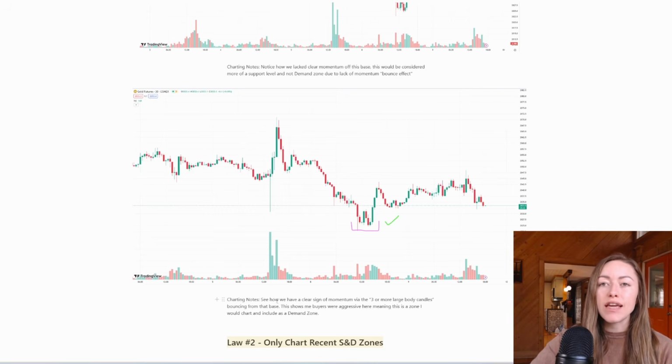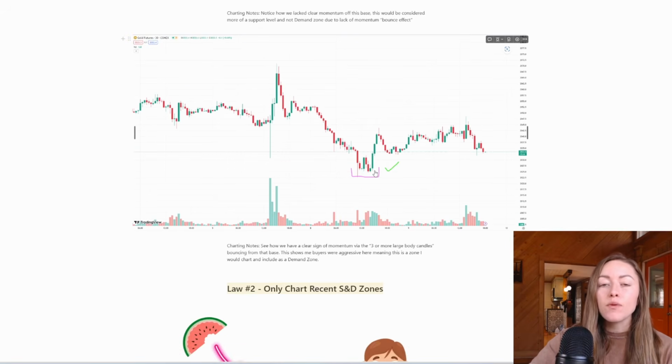So charting notes, see how we have a clear sign of momentum via the 3 or more large body candles bouncing from that base. So that's just a little trick that I like to have in my brain: I'm looking for those 3 big momentum candles. And typically if we can get those 3 big momentum candles, big large bodies, not a lot of wicks, those are usually the better zones to look for. So here I would consider this a demand zone and I would chart this out to see if eventually we come back and test this zone, where I would look to take a buy if I saw buyers present.